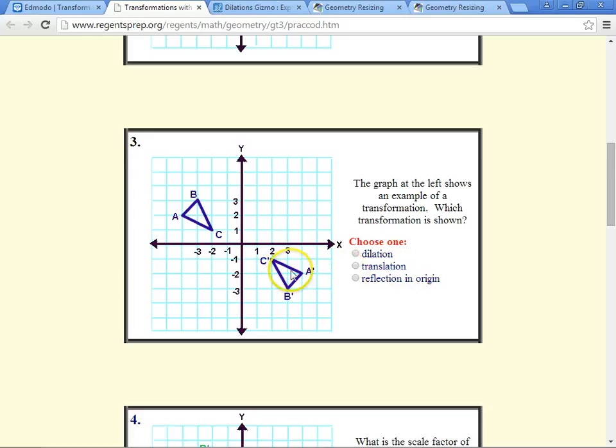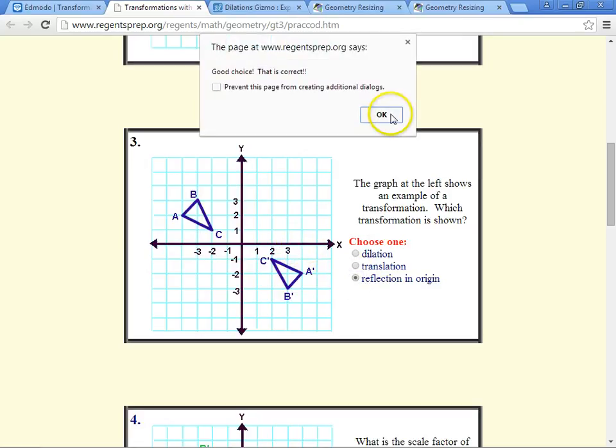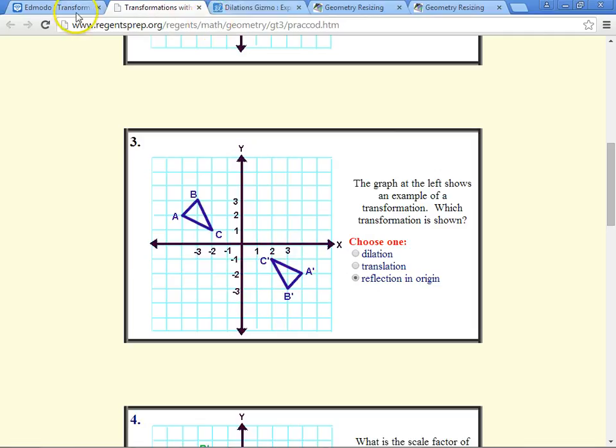Is it a translation? Well, remember, with a translation, we don't have a turn, so it could be a reflection in the origin. And this one here, if I had to guess, would be a reflection over the line y equals x. We could certainly look at the coordinates and remember our image formula. The point A is at negative 4, 2, and A prime is at 4, negative 2. So I think that is a reflection in the origin, and they tell us it's correct.